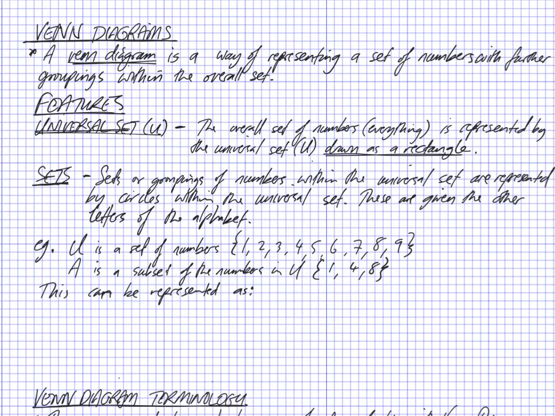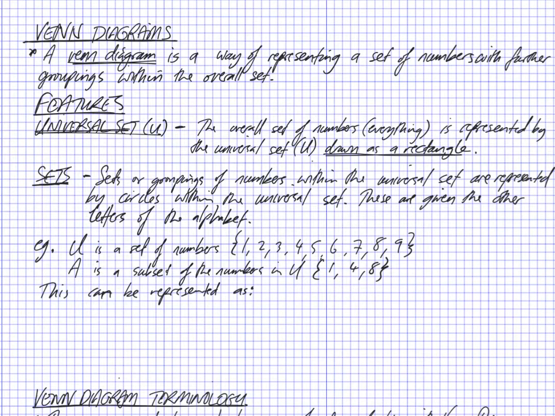This one is on just Venn diagrams in general. So a Venn diagram is a way of representing a set of numbers with further groupings within the overall set. So it's like a little diagram or a graph to represent sets of things.